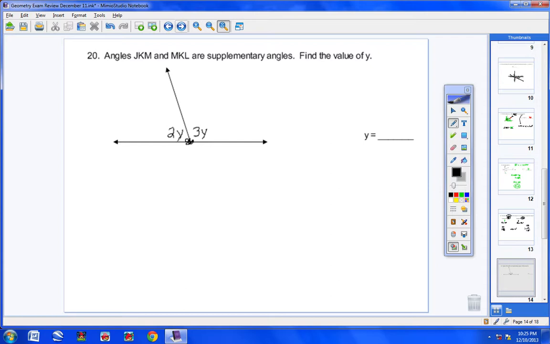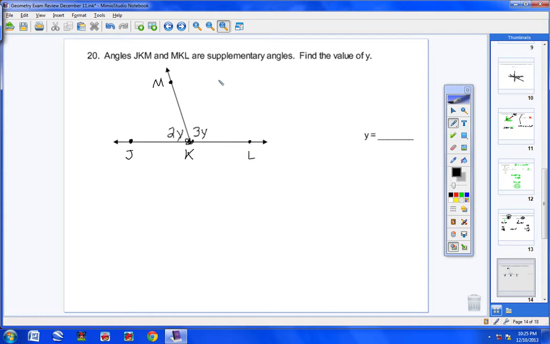Angles J, K, M, and M, K, L are supplementary. Now I can tell you what happened. I think I had the letters drawn. We can laugh, it's kind of funny. And I think when I cut and pasted from the test, they probably just didn't show up, or I forgot to include them. But let's put it like this: J, K, M, and M, K, L.